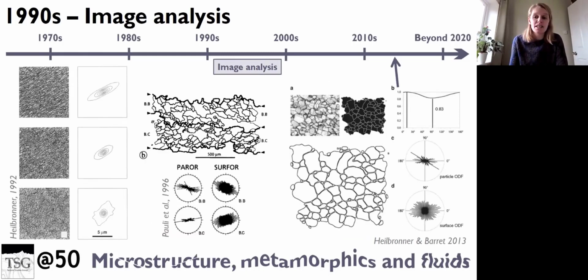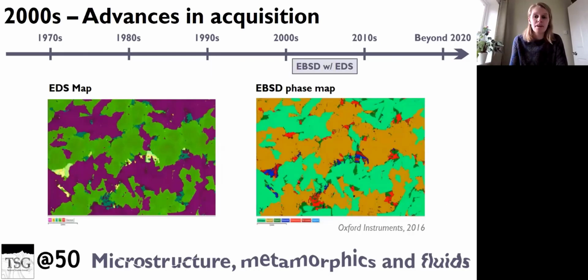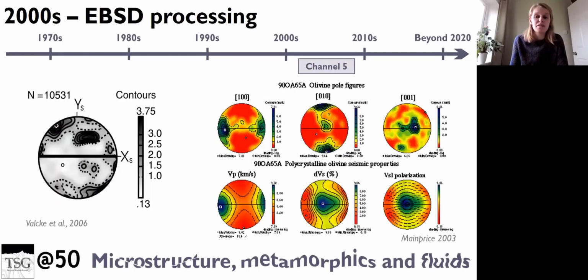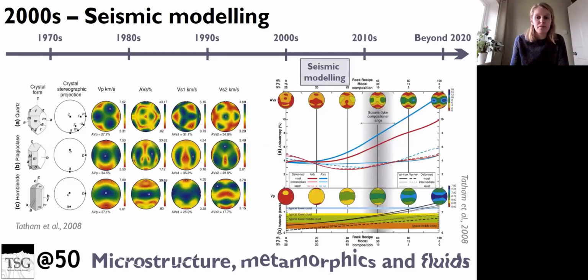Also in the 90s, as computers increased in power, image analysis became an invaluable tool to easily characterize microfabrics. Further developments in the 2000s with EBSD detectors have made it more efficient to allow EBSD and EDS acquisition simultaneously. And the development of Channel 5 and Dave Mainprice's DOS programs have allowed easy processing of EBSD data. And seismic modeling using crystal structures has allowed us to simulate lower crust conditions to compare with real seismic data.